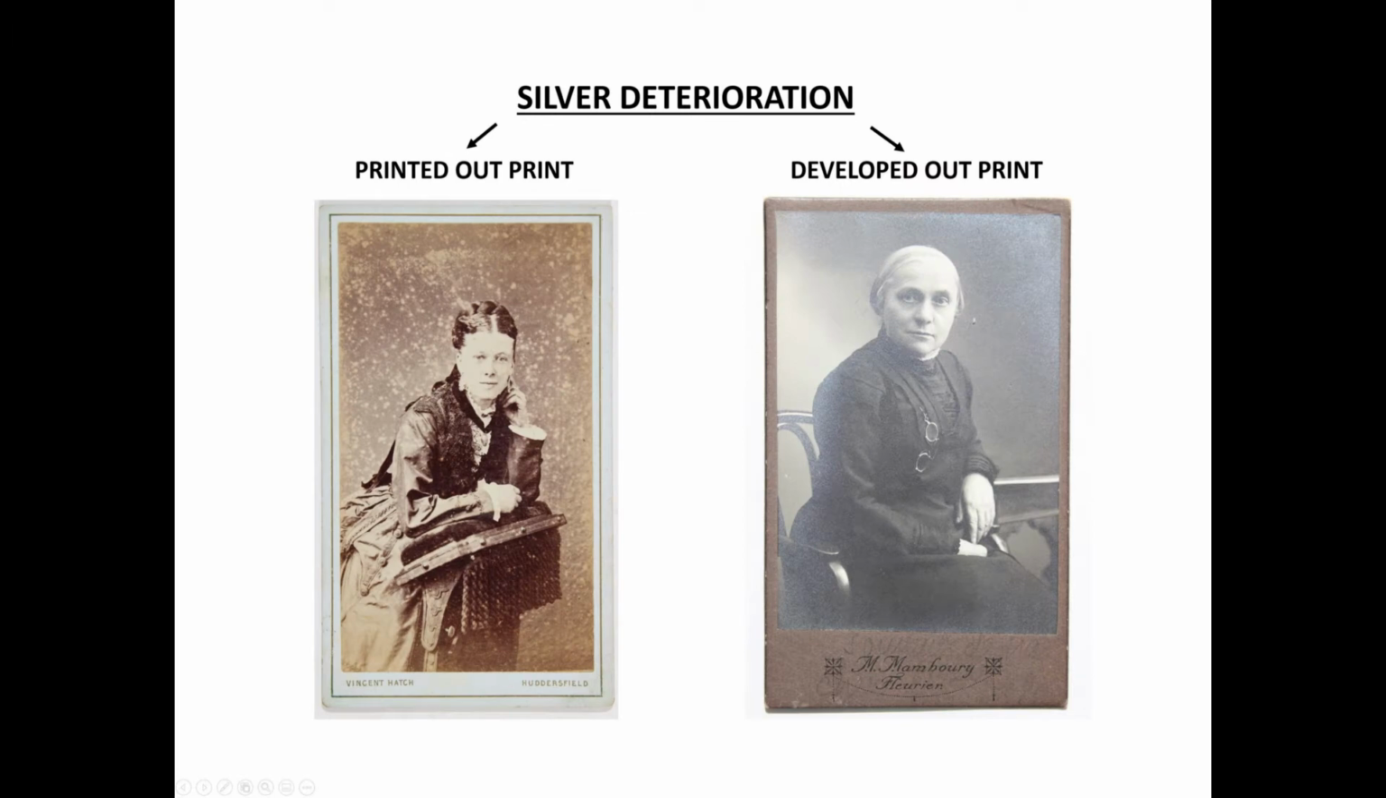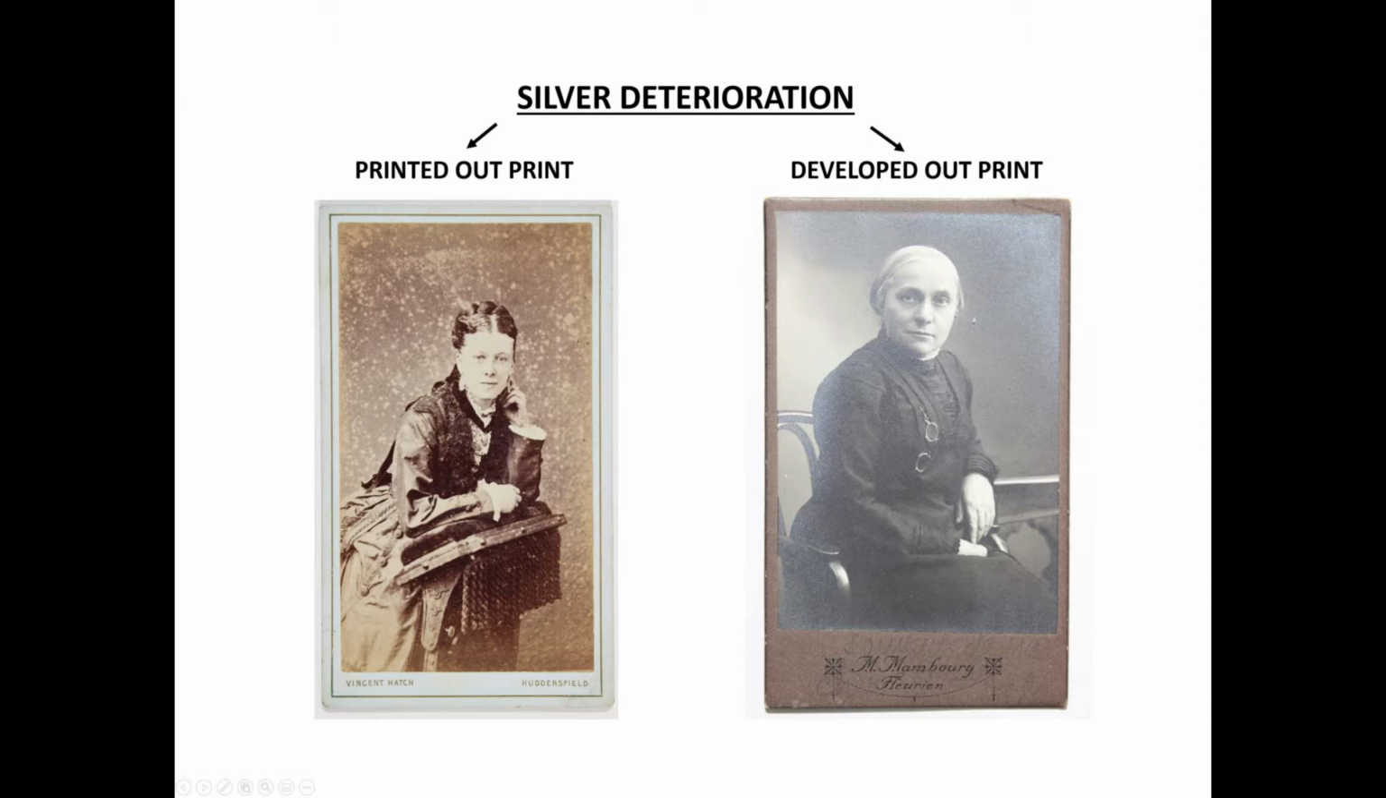Because the silver particles in printed out images are smaller, it means that a higher proportion of the silver in a printed out image is on the surface of the particles, making it much more susceptible to chemical attack. Consequently, many printed out prints were gold toned to reduce the rate of deterioration. These survive better and have a slightly maroon tint. However, they are not as resistant to chemical attack as developed out prints.